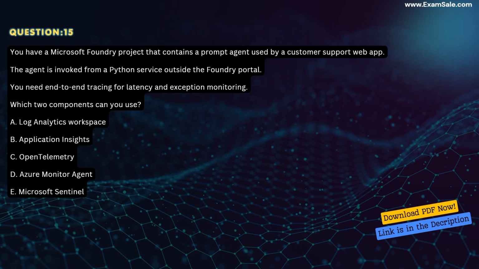Question 15. You have a Microsoft Foundry project that contains a prompt agent used by a customer support web app. The agent is invoked from a Python service outside the Foundry portal. You need end-to-end tracing for latency and exception monitoring. Which two components can you use? A. Log Analytics Workspace. B. Application Insights. C. OpenTelemetry. D. Azure Monitor Agent. E. Microsoft Sentinel.